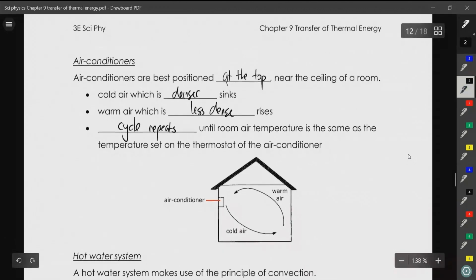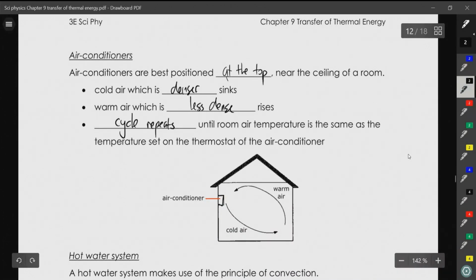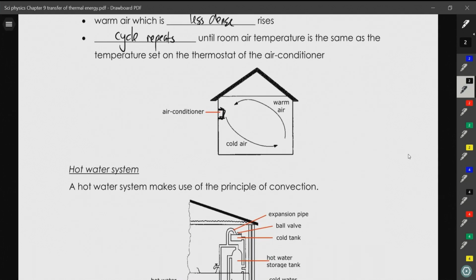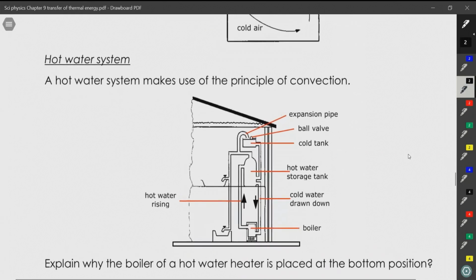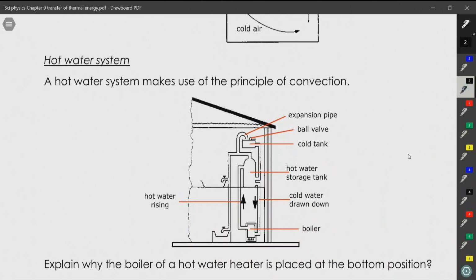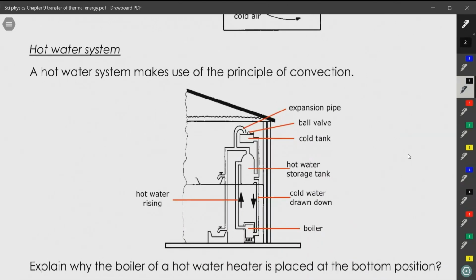So it's pretty straightforward. Your aircon has to be placed here because it's there to absorb the heat from the hot air. Now, the hot water system is slightly complicated. So please take some time, pause over here if you need to, and look at what's happening.